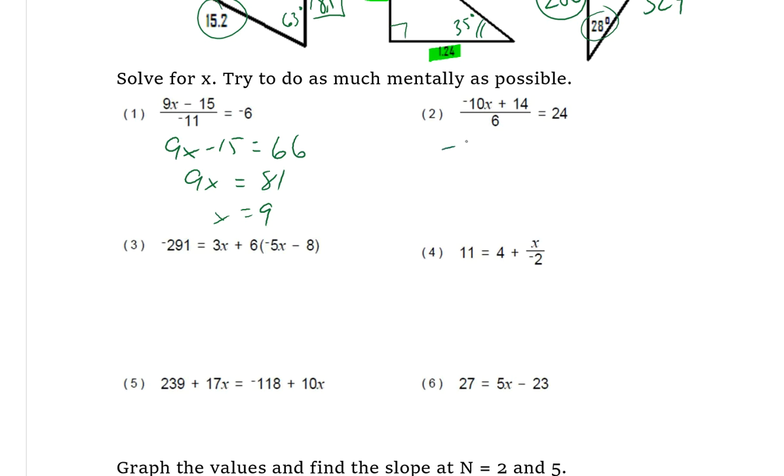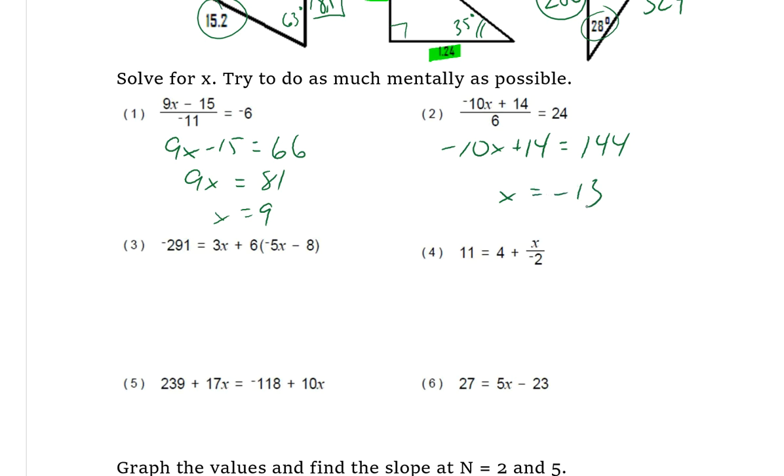So this would be negative 10x plus 14. I've got the 6 times 24, which of course is 144. And then I would want to subtract 14 from both sides and then divide by negative 10. And when I'm all done, I'm going to get a value of x equal to minus 13.